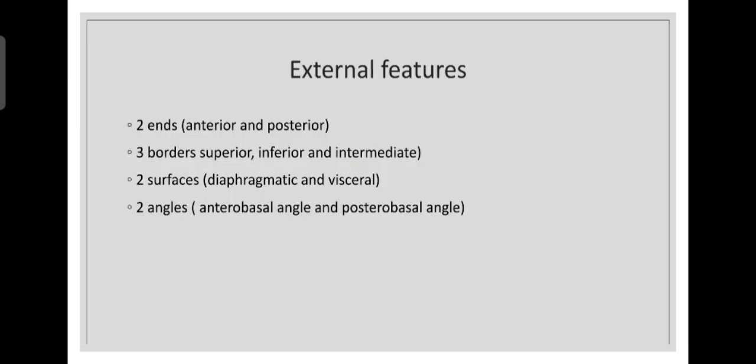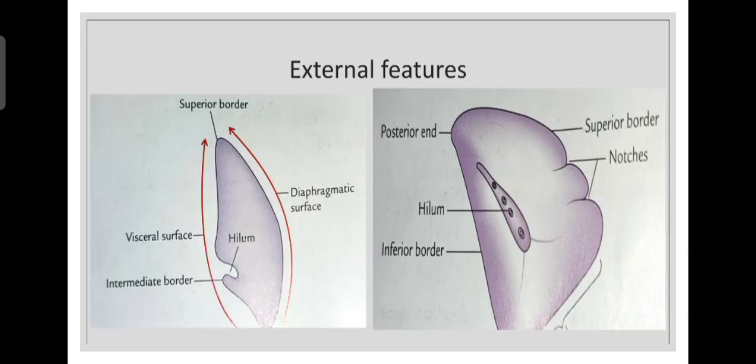Next we see about the borders. There are three borders: superior, inferior, intermediate borders. This one is the superior border, this is the intermediate border, and this one is the inferior border. Superior border is thin and convex. It separates the visceral surface from the diaphragmatic surface. These are the two surfaces which are separated by it in the superior aspect.